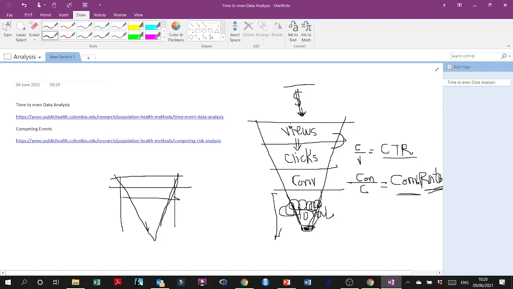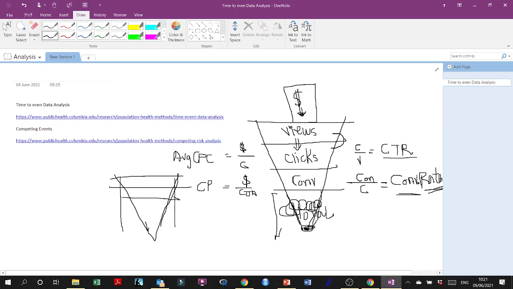Now, how about the money spent? We never used it here. So actually, the money spent over clicks is the average. I need to always say average cost per click. The average cost per click. Now, how about the money spent over conversions? So money spent over conversions is actually the cost per action. This is cost per click.